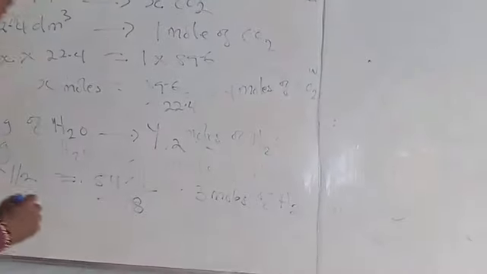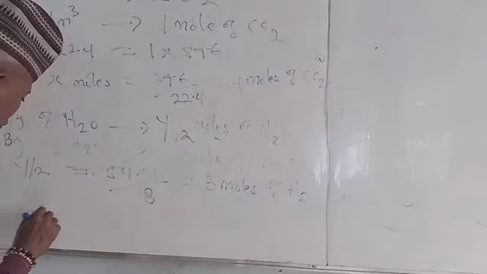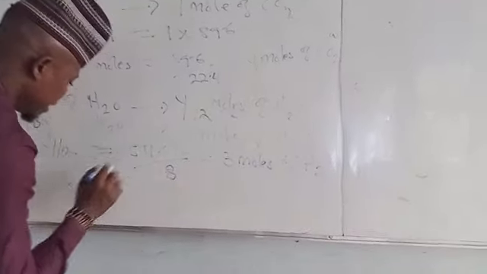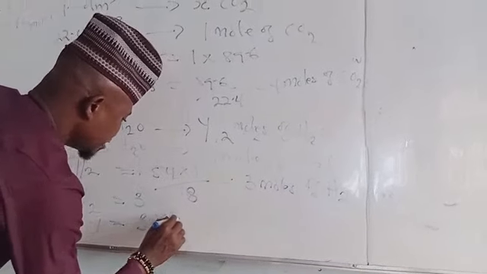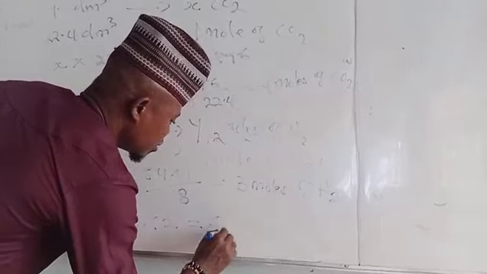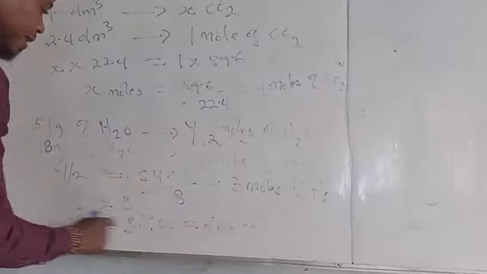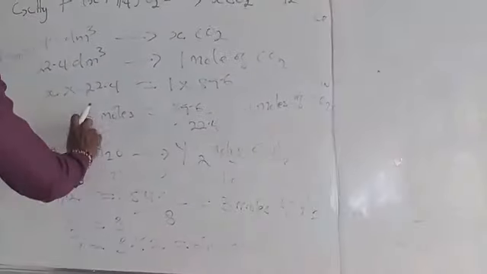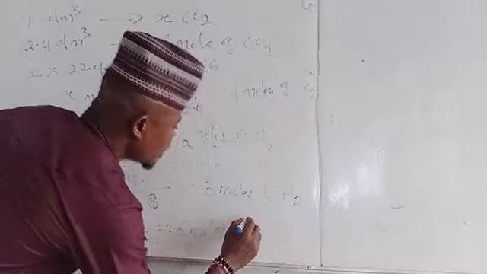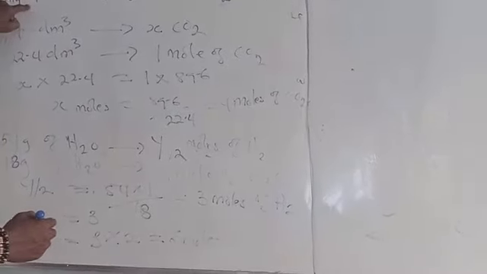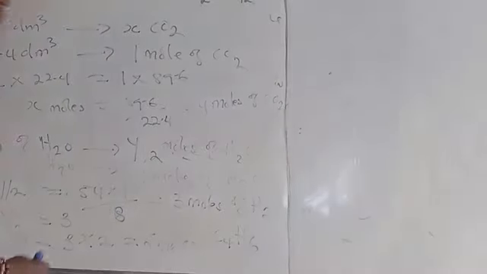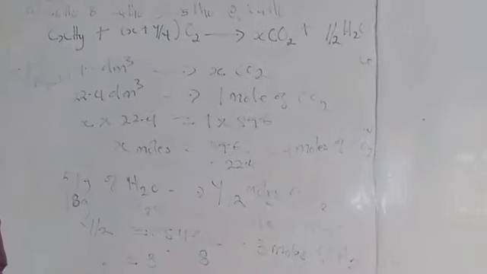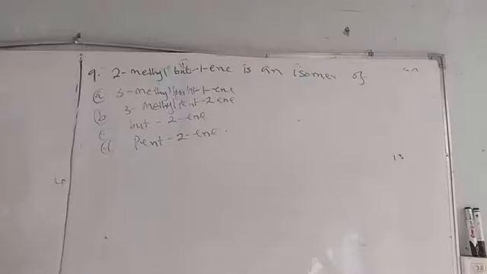But remember, y over 2 is now equal to 3. So y will be equal to 3 times 2, which is 6 moles. That means y is equal to 6, x is equal to 4. So the formula of the hydrocarbon, CxHy, is going to be C4H6. And that brings the correct option to option D. So that is the answer.